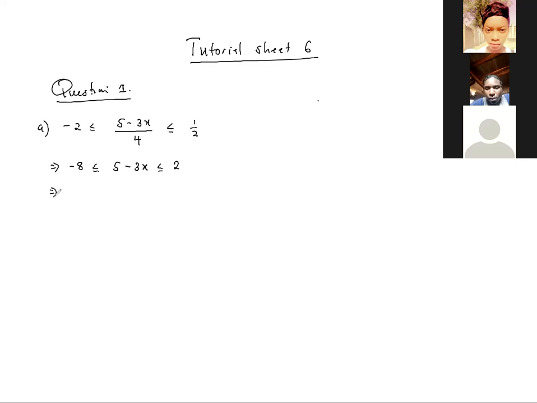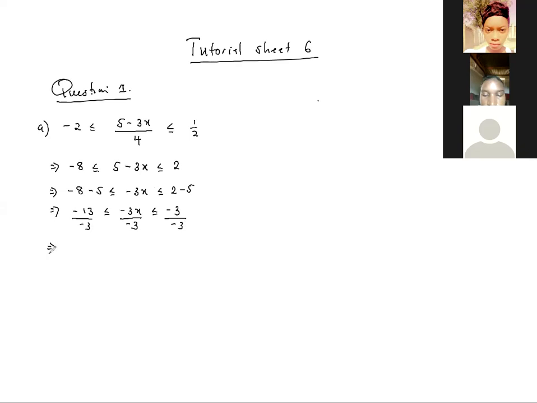From there, we are now supposed to get rid of the 5. So we'll have -8 minus 5 less or equal to -3x, which is less or equal to 2 minus 5. From there, we will have -13 less or equal to -3x, which is less or equal to -3. We want to get only the values of x, so we divide by -3, we divide by -3, we divide by -3.